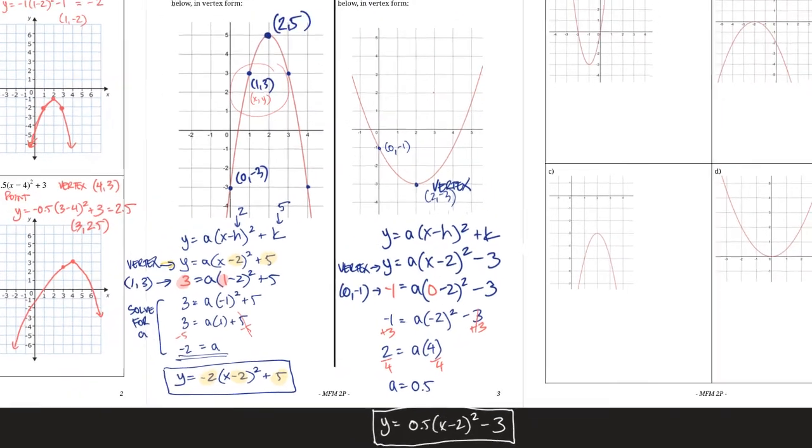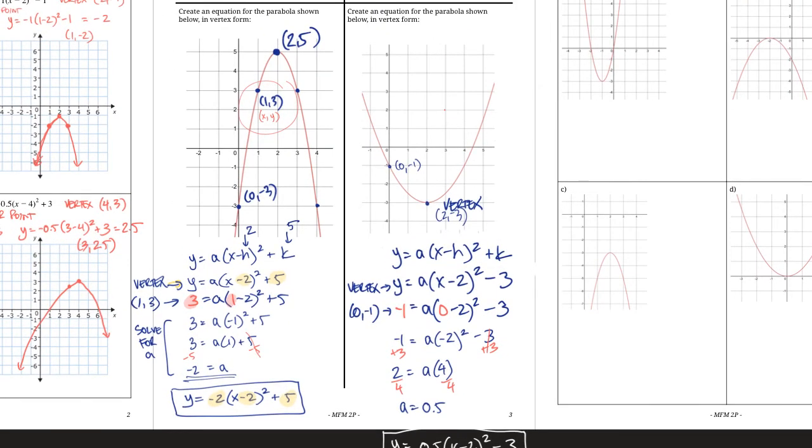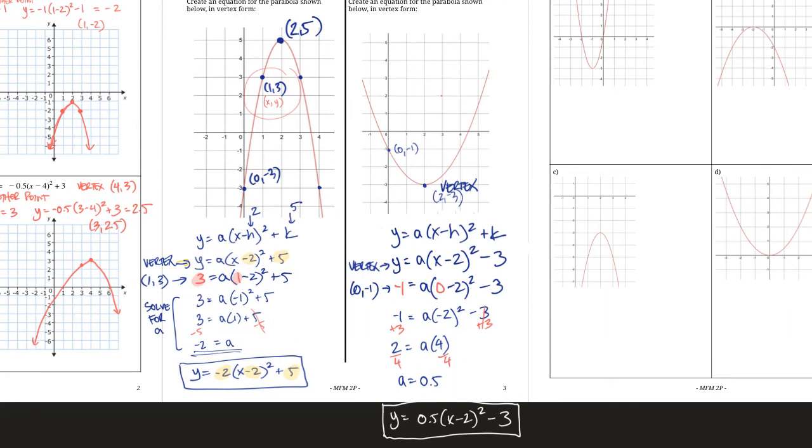The last thing to point out before doing the rest of the practice problems is that remember what the a value also tells you. It tells you if the parabola opens upwards or downwards. In this case, the parabola opens down. So that means the a value should be negative, which it was. It was -2. In this case, the parabola opens upwards, like a bowl. And we would expect the a value to be positive, which it was. It was positive 0.5. So that's a good way of checking your answer. If the parabola opens up, the a value should be positive, and if the parabola opens down, the a value should be negative.